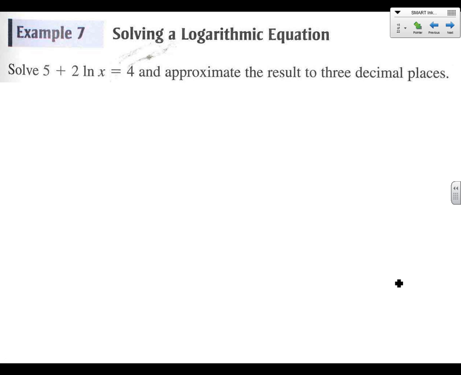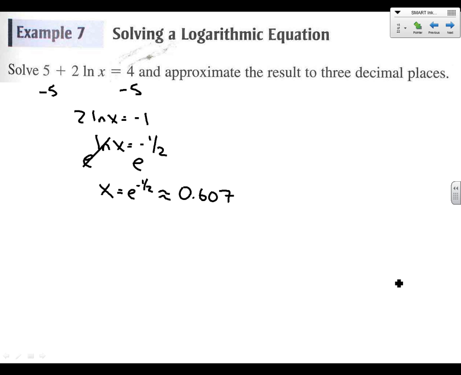All right, moving on to example 7. Same thing, we want to get natural log by itself. So first step, we'll minus the 5. We'll get 2 natural log of x equals negative 1. So the natural log of x equals negative 1/2. And so how do we get rid of the natural log? Raise it to the e. X equals e to the negative 1/2. And if we approximate that out to 3 decimal places for example 7, we're going to end up with 0.607.